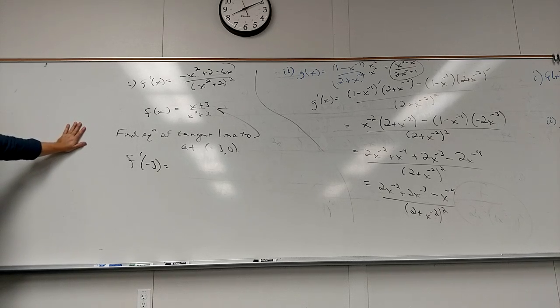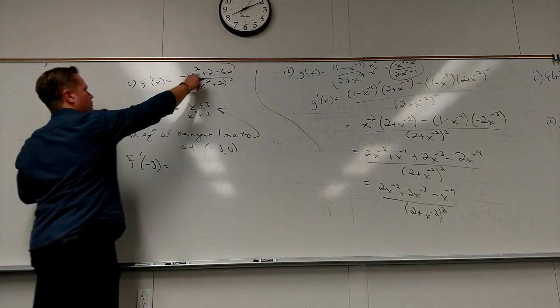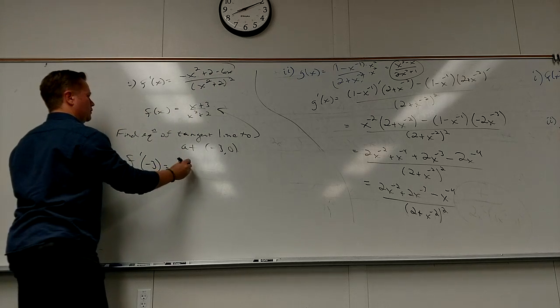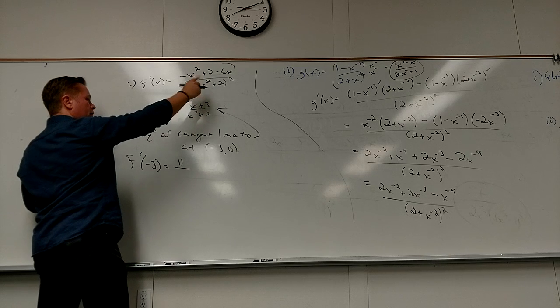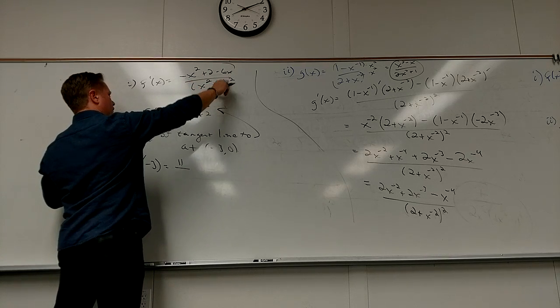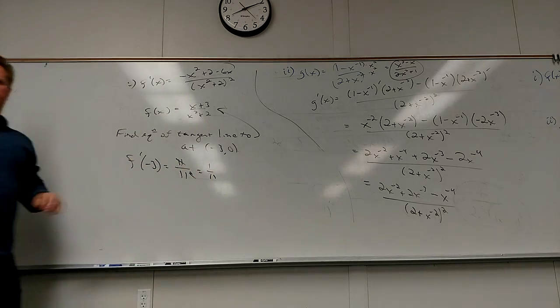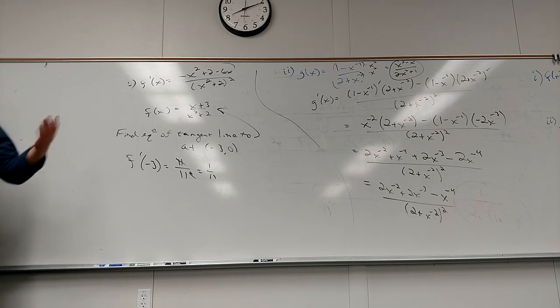Over 49, I think it is. Right, you get -9 plus 2 is -7, plus 18 is 11, over 9 plus 2 is 11 squared, so I get 1/11. It's all right? And now you just plug and chug, right?